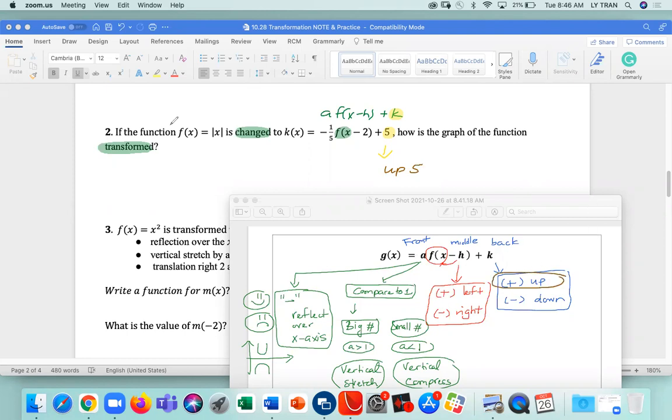Just like that. And then I also saw minus 2, and this belongs to h. So on h, I'm going to go minus 2. So I'm going to go right 2.